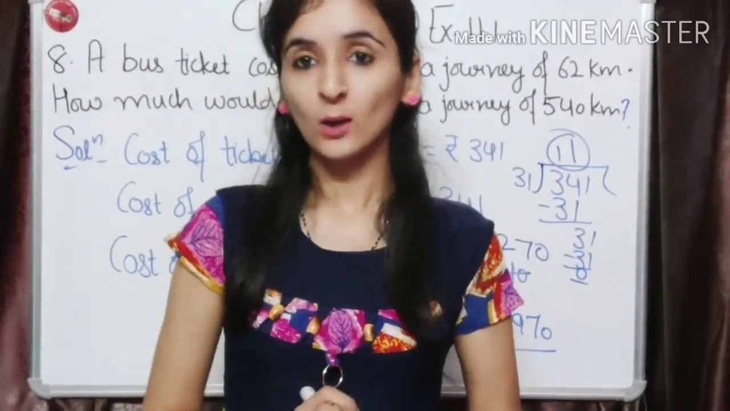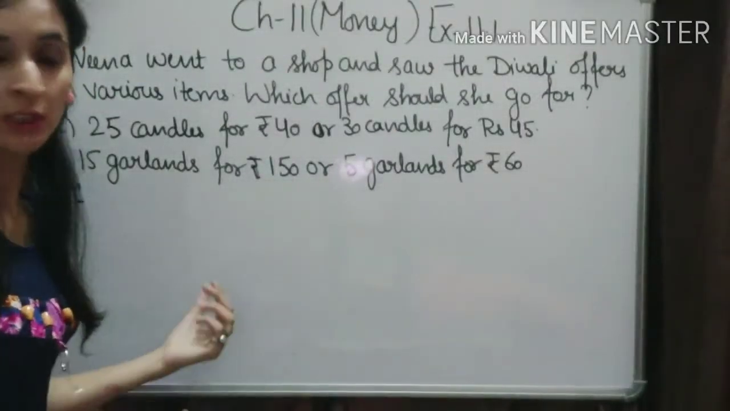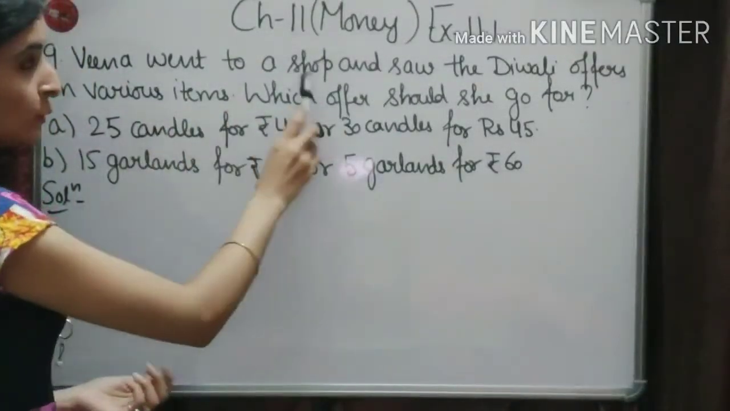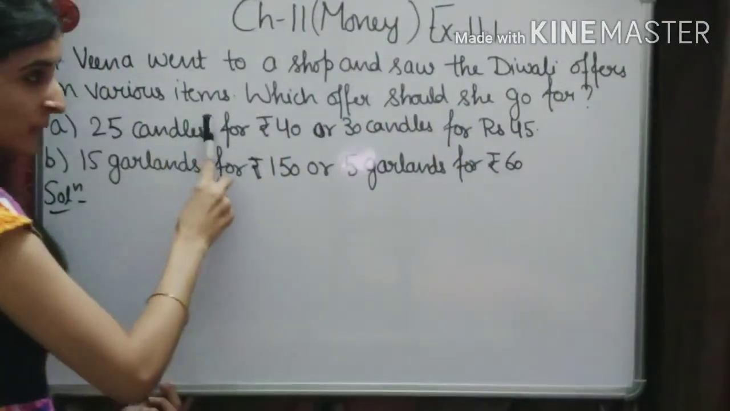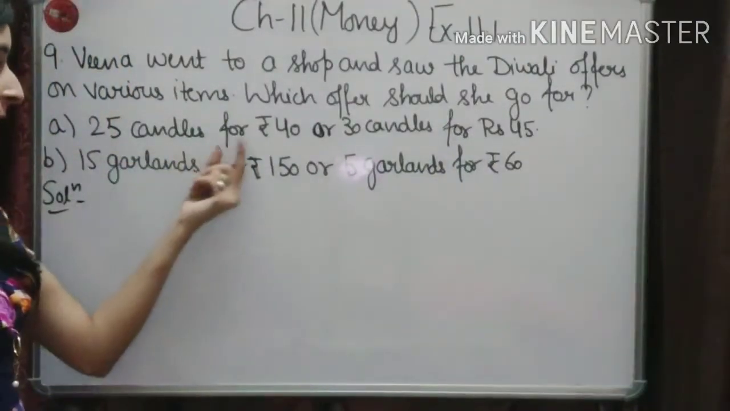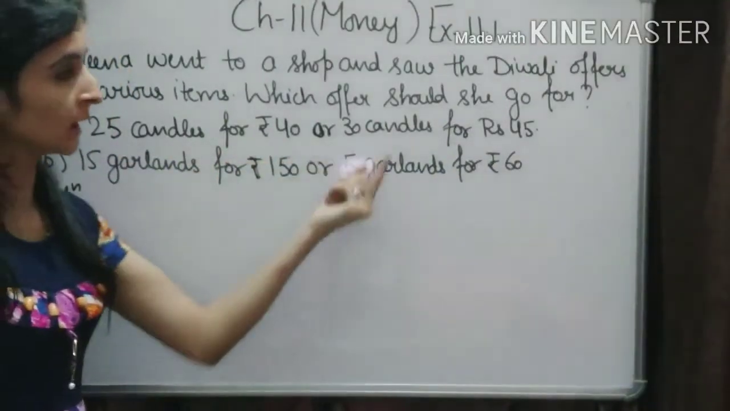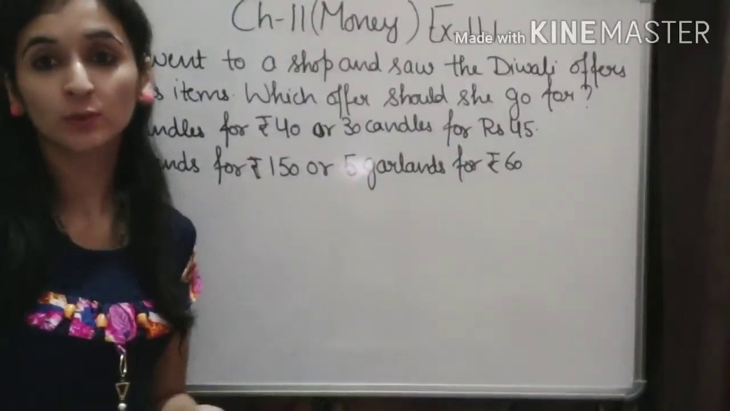Okay? Now, let's come to the last question of this exercise. Now, the next question is question number 9. Veena went to a shop and saw the Diwali offers on various items. Which offer should she go for? First is 25 candles for rupees 40 or 30 candles for rupees 45. So for which offer should she go?